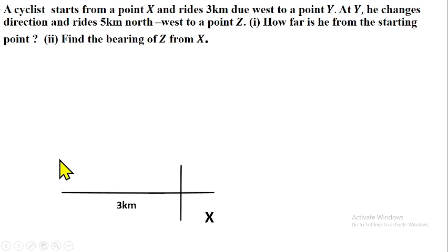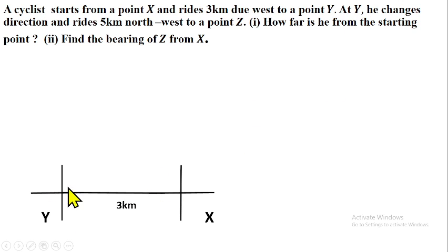Y. So at point Y as well, draw another cardinal point. That means the west of X will be joined to the east of Y. So you can see like this now. So a cyclist starts from point X and rides 3 kilometers due west to point Y. So it's supposed to be like this.